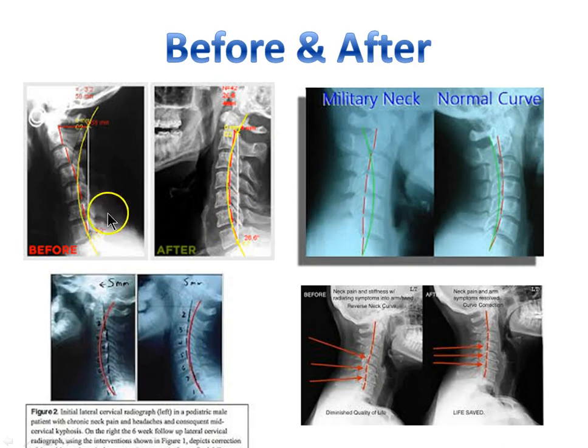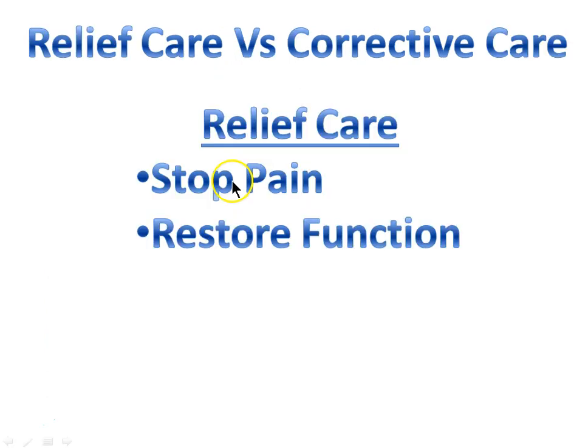So what happens is, this is a before x-ray. Some of you will look like this. You should have the banana-shaped curve, but this person doesn't. This is a before, this is an after. So you can see how close to the proper curve we've gotten. Here's a before, here's an after, a before and an after. So we have some very successful techniques that we use to restore the proper curve.